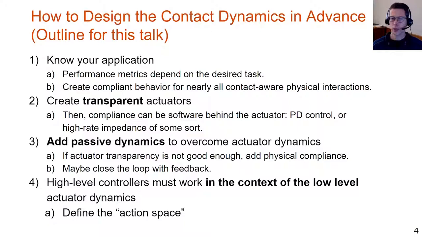But that's not always possible, so then you have to add some sort of passive dynamics, some sort of physical springs or clutches or some trick of inertia or something in order to deal with the fact that your actuators aren't transparent enough, but you still need a particular set of dynamics. Now, maybe you can close the loop with feedback. That's a very hard thing to do with unexpected impacts or any sort of very high rate kinds of things. It only works for slow speeds to close the loop around, because of inertia and other reasons of the actuator dynamics.